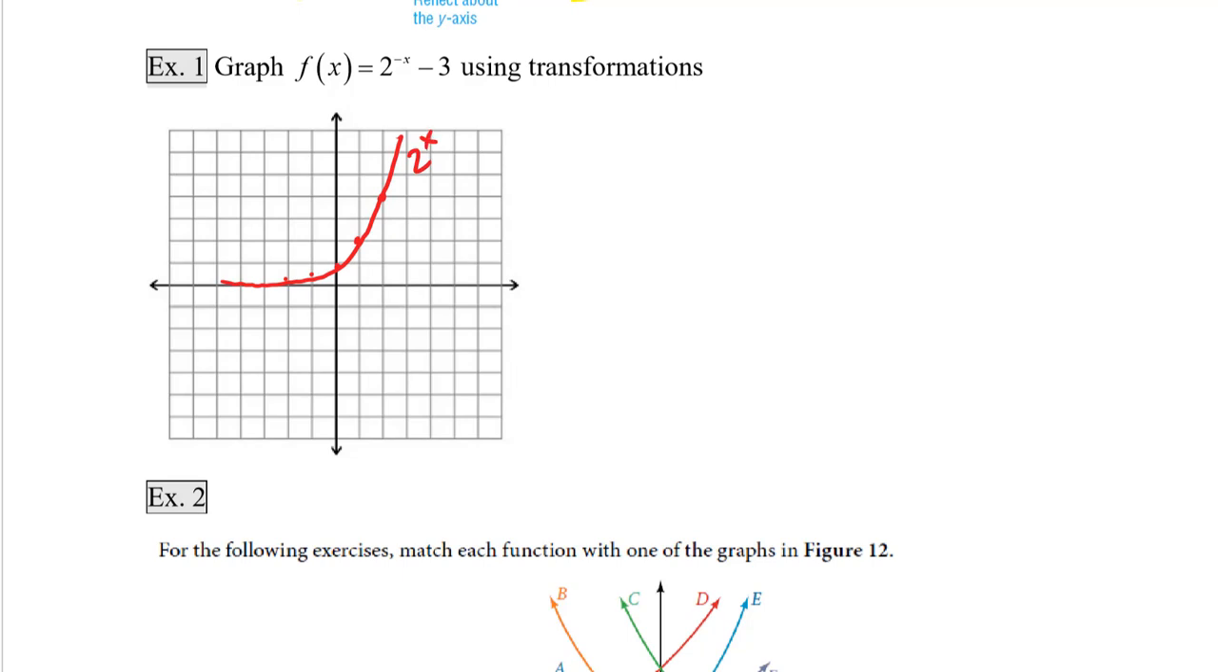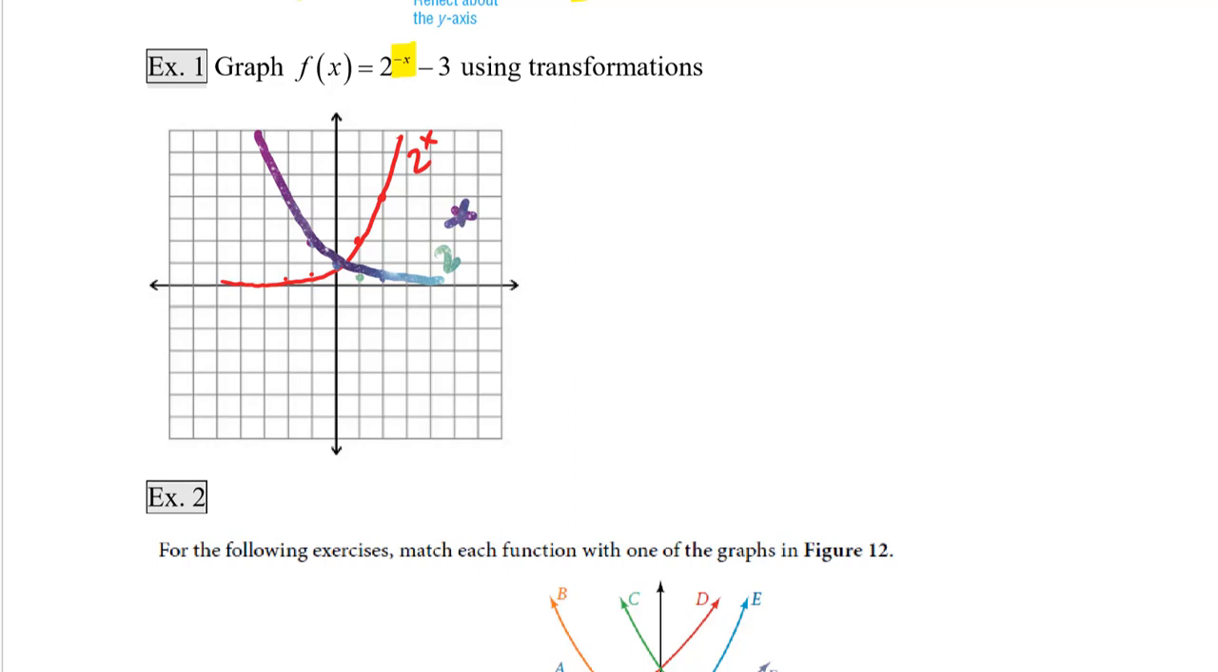The next thing I'm going to do is deal with the negative. Now we know that a negative in front of x in the function causes a reflection over the y-axis. So that means I will graph my reflection over the y-axis, which looks like this. So this is 2 to the negative x.